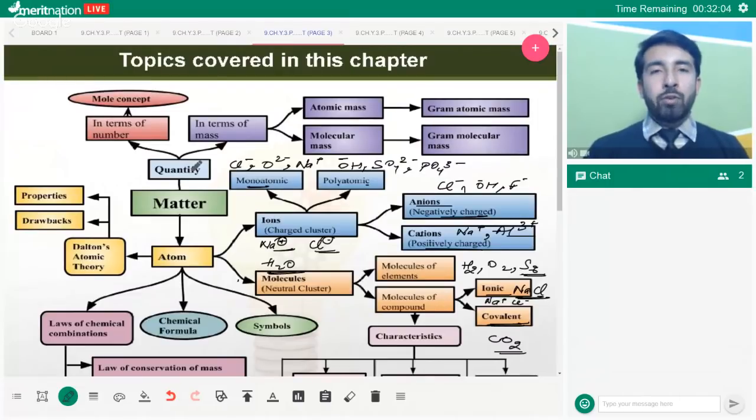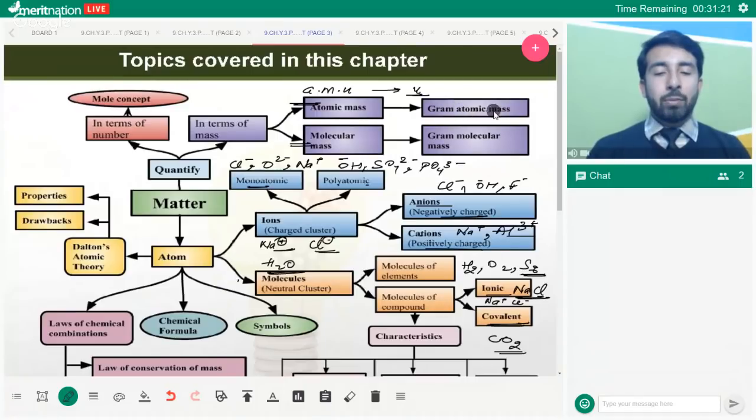Now, if we want to quantify matter, that means if we want to measure, then we can do so in two terms, in terms of number or in terms of mass. In terms of mass, it would be atomic mass and molecular mass. Atomic mass is the mass of an atom, and that is generally measured in terms of AMU, the atomic mass unit, now replaced by u, the unified mass, and it is given as 1 by 12th the mass of a carbon atom of the C12 isotope.